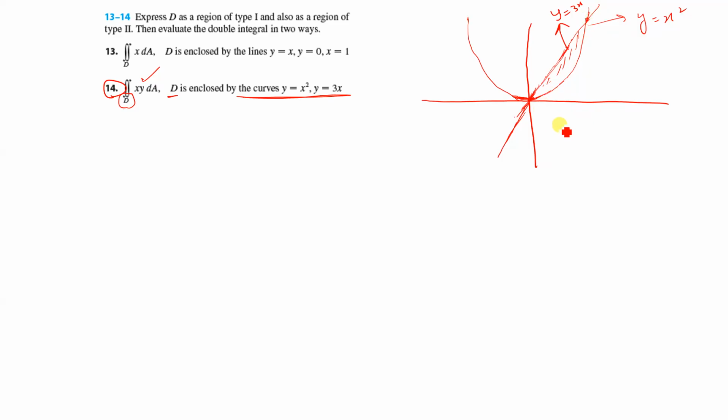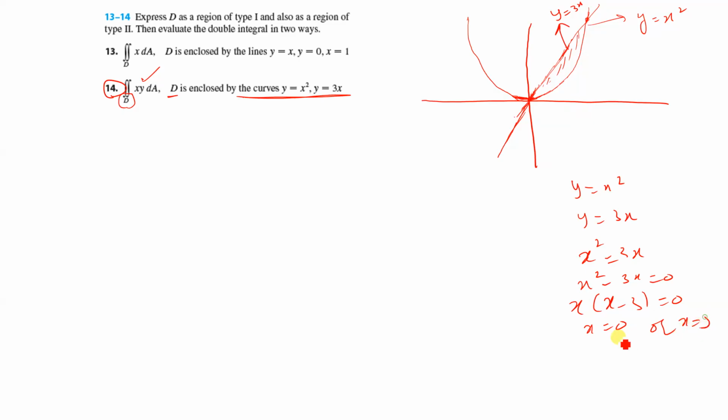So in order to find the limits, we have to find the points of intersection. y is equal to x squared, y is equal to 3x. So for intersection, x squared is equal to 3x. So this becomes x squared minus 3x is equal to 0. Let's factor x out. So x times (x minus 3) is equal to 0. So this actually gives us two values for x: x is 0 or x is equal to 3. When x is 0, y is 0. And when x is 3, y is 9. So these are the points (0, 0) and this point is (3, 9).